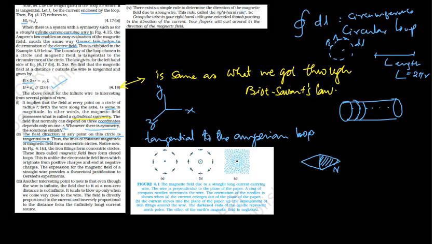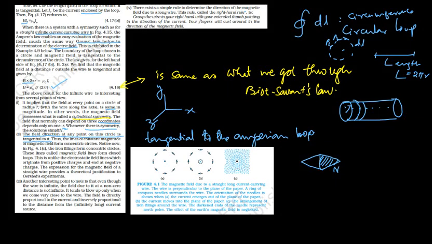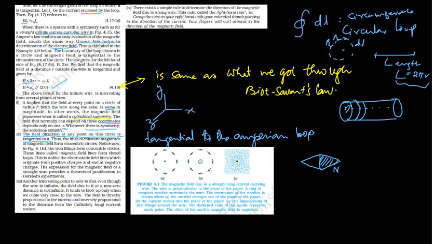So he says with the wire along the axis, every point on a circle of radius r. This r is not to be confused with the capital R we got last time. This r is this, because we are using it for the circumference.